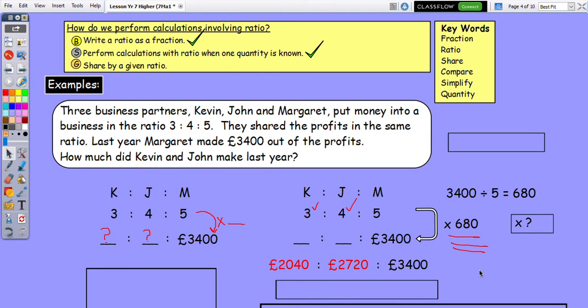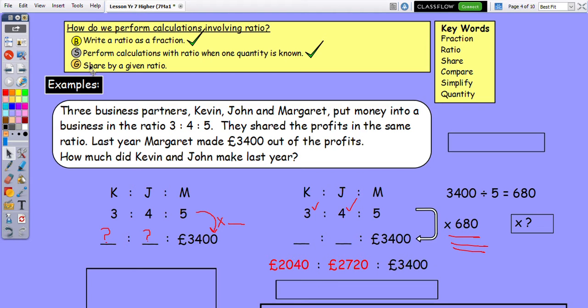Okay, so 3 multiplied by 680 is 2,040, and 4 multiplied by 680 is 2,720. And this looks right, doesn't it? I mean, if you look at the ratios, Kevin invested the least amount, Margaret invested the maximum amount. Okay, and John was in the middle, which, look at the numbers, is true.